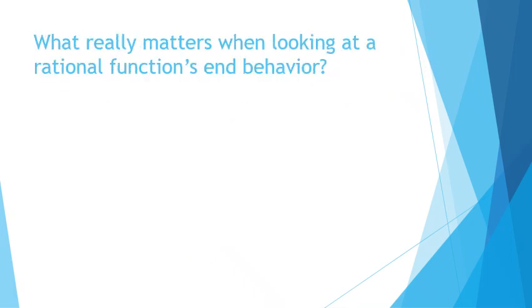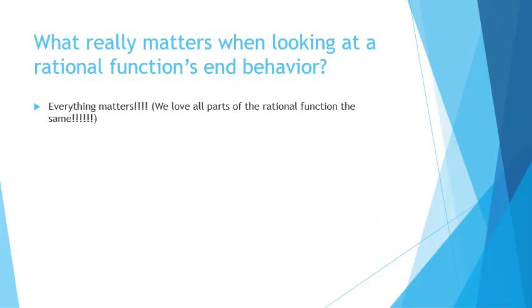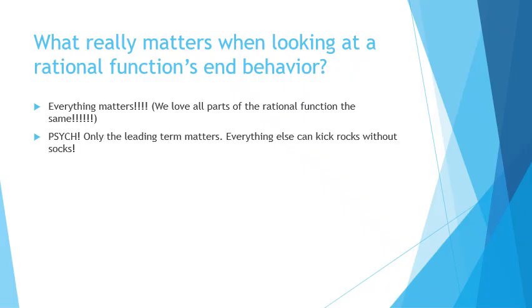All right, so what really matters when looking at a rational function's end behavior, right? So we know what rational functions look like, but now we want to know what do they look like as we go to positive infinity, as we go to the right forever, or as we go to negative infinity, as x goes to the left forever. And the thing is everything matters, right? We love all parts of the rational function the same. Psych, I'm just kidding. That's not true. Only the leading term matters.